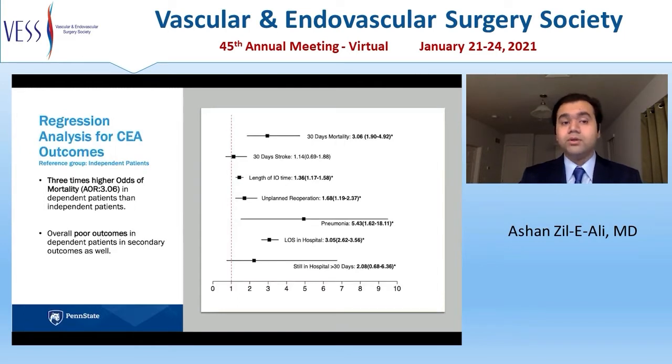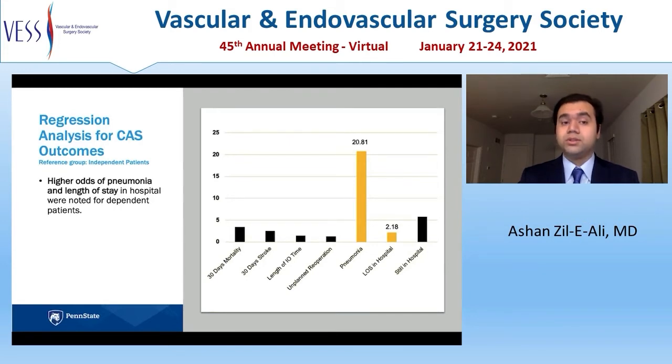Then we looked into the regression analysis for carotid endarterectomy outcomes. On the right side, the image shows that the 30-day mortality analysis showed 3 times higher odds of mortality in dependent patients versus independent patients. Whereas intraoperative time was 36% higher in dependent patients as compared to independent patients. Our other secondary outcomes, including unplanned reoperation, pneumonia, length of stay, and stay in hospital beyond 30 days, had higher odds as compared to independent patients. Henceforth, according to this analysis, we learned that there were overall poor outcomes in dependent patients, in secondary outcomes, and also in the primary outcome of 30-day mortality.